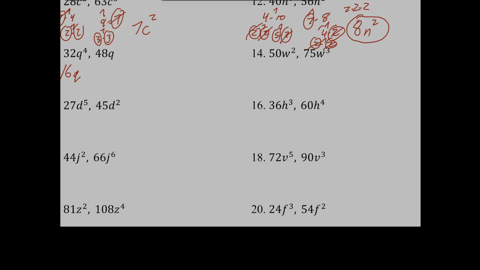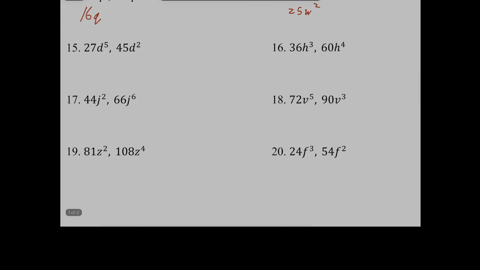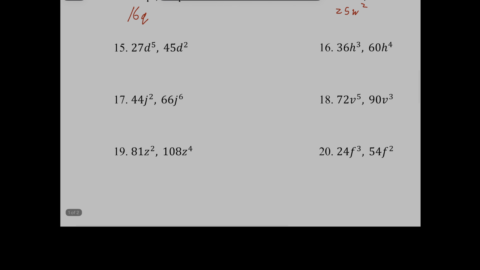Now on this one, 50 won't go in the 75. If I cut 50 in half, it's 25. That'll go in, so it's going to be 25w squared. Going on, 27 and 45. Well, the first thing I think of is 9. 27 won't go in the 45. Half of 27 won't go in the 45. So my next one would be 3 times 9. 9 goes in the 45. So it's going to be 9d squared.